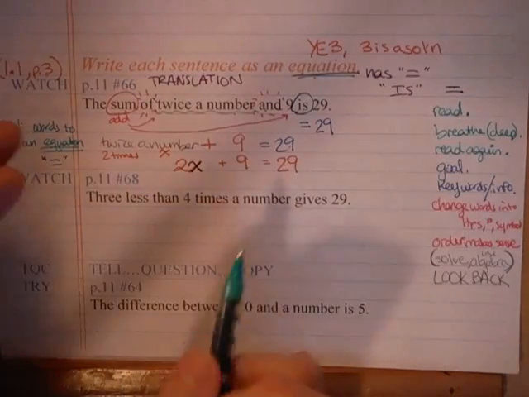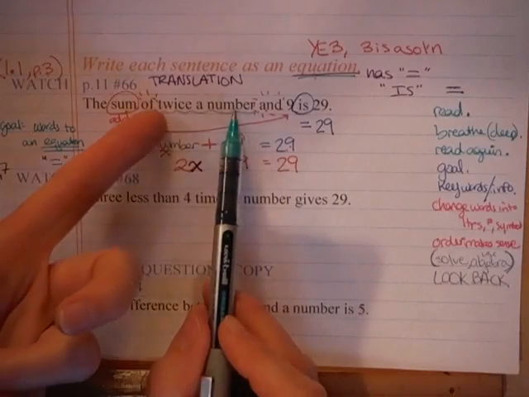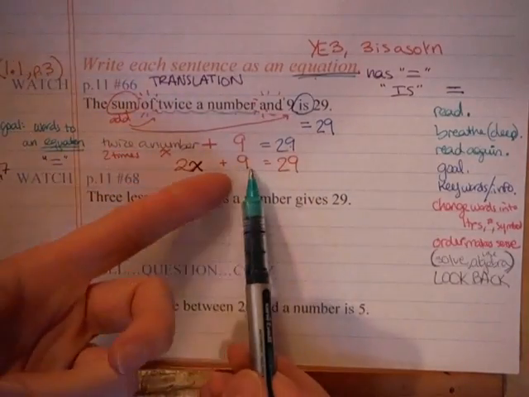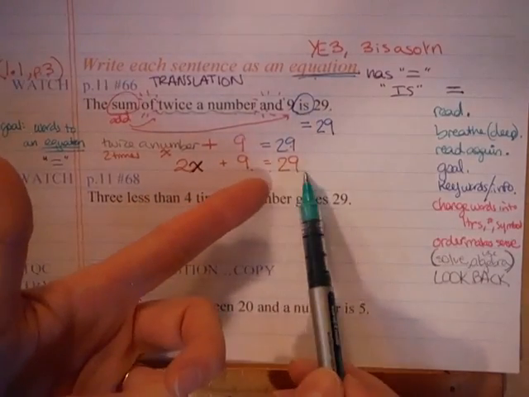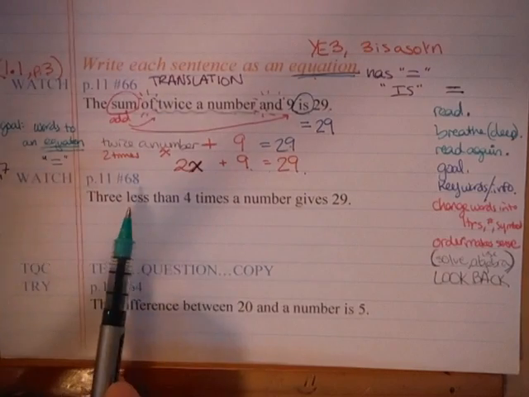So let's do a look back here. This order makes sense because we're adding, and order does not matter on adding, so we'll just take it as they give it to us. First piece plus the second piece, twice a number, and 9 is 29. So it makes sense. We've done our look back. We're good. Let's translate number 68.